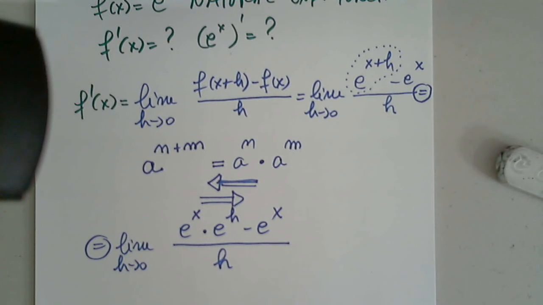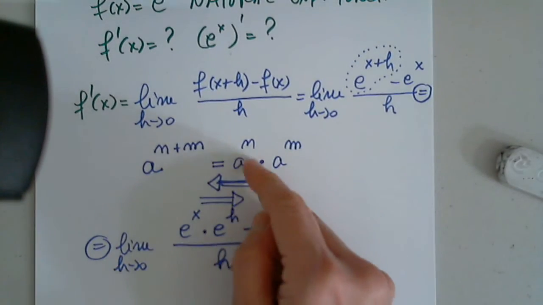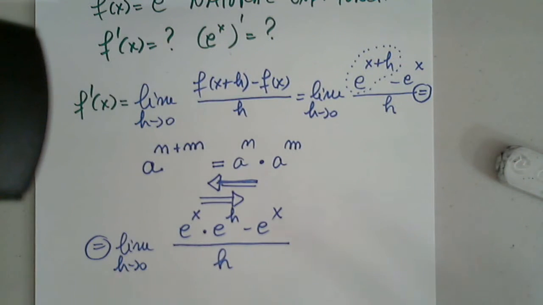Did the e to the x, the e to the h, did they need to be in parentheses? No, it's a product. Just want to make sure. Yep, no, it's a product. You can put them in parentheses, it's not wrong, but there is no need. We don't put parentheses here. It's not incorrect.